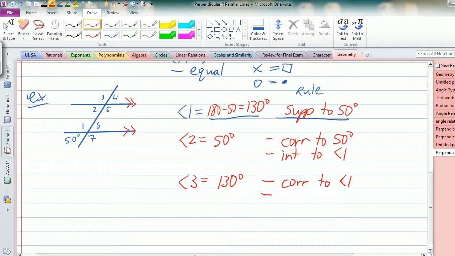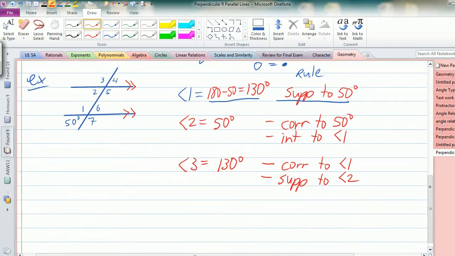What else do we know about it? Looking at angle 2, what can you tell me? Don't look at me, look at angle 2. What's the relationship? Kelvin. Not corresponding, supplementary. Okay, so it's supplementary to angle 2. They add up to 180 degrees because they're both on this straight line.